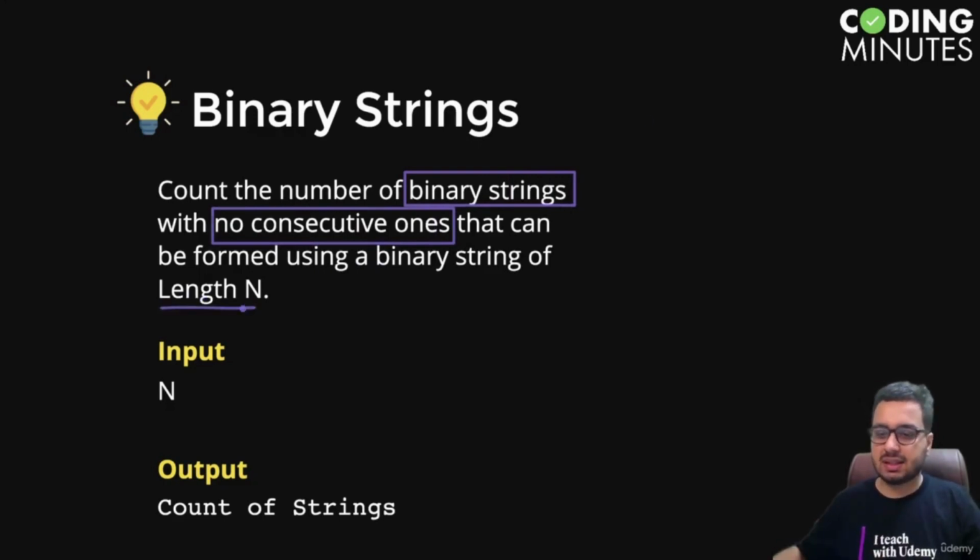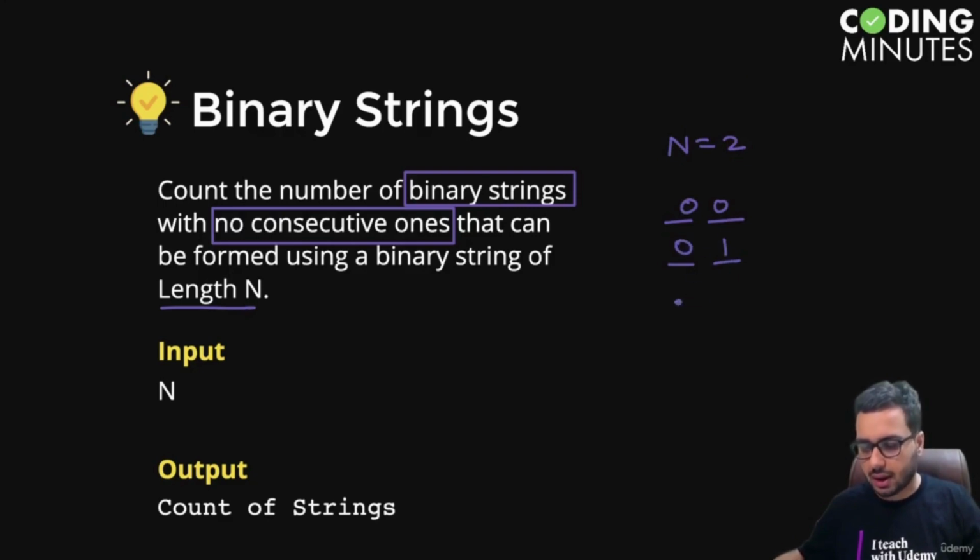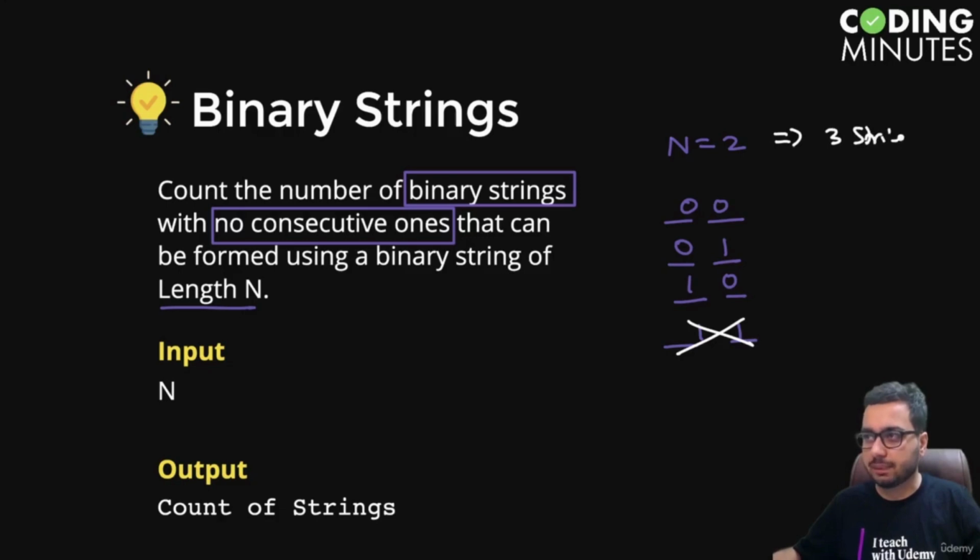For example, if I give you n as 2, how many binary strings can you form? You can form 0 0, 0 1, 1 0 and 1 1. This last one is not valid in this case, so we'll cross it. For n equal to 2 we have 3 binary strings. And what about n equal to 3? In total we know we can form 8 strings.